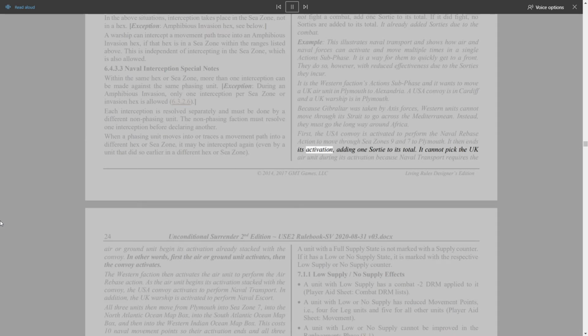It then ends its activation, adding one sortie to its total. It cannot pick the UK air unit during its activation, because Naval Transport requires the air or ground unit to begin its activation already stacked with the convoy.